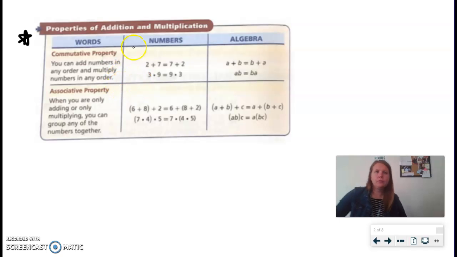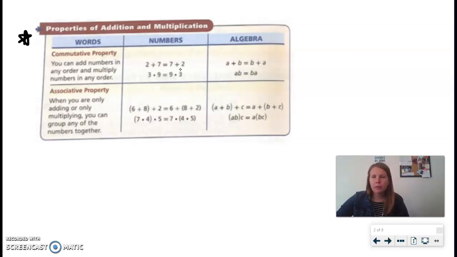So your commutative property means that you can add numbers in any order and multiply numbers in any order. So it's just reinforcing that if I did 2 plus 7, which is 9, 7 plus 2 is also going to be 9. So it doesn't matter what order I add them in or what order I multiply them in. I'm still going to get the same solution. All right, that's basically what commutative property means. It means I can move them around, but it's still going to be the same, okay?